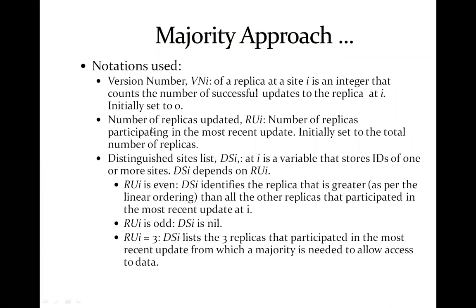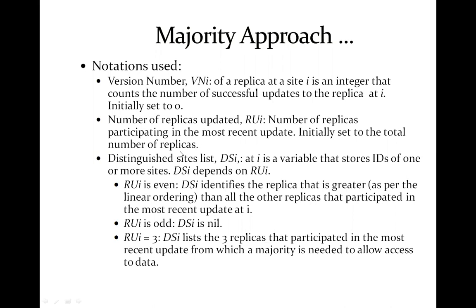The second one is the number of replicas updated. It is also an integer, which is represented by RUi. R stands for replica and U stands for updated at site I. It is an integer that always reflects the number of replicas participating in the most recent update. So initially RUi is equal to the total number of replicas.